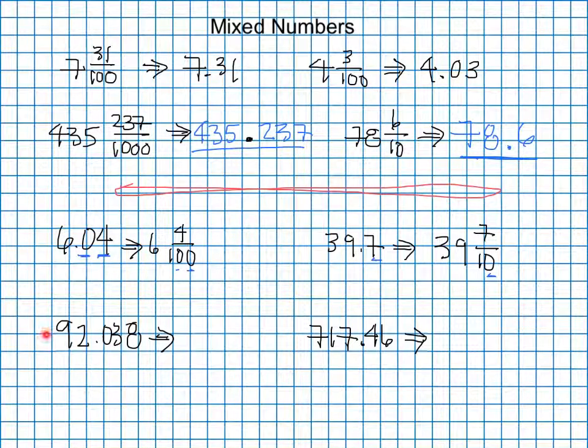When we look at this one, if you read it, it's 92 and 38 thousandths. So our response should be 92 and 38 over 1,000. Or 1, 2, 3, 1, 2, 3. This one is going to be 717 and 46 over 100. 46 hundredths.